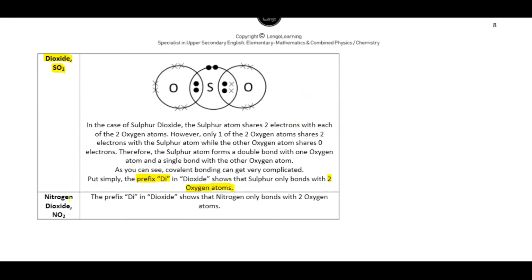So same thing. Now we'll look at the name nitrogen dioxide. The prefix di means that there are 2 oxygen atoms. Dioxide means 2 oxygen atoms bonded to 1 nitrogen atom. So nitrogen dioxide is NO2.